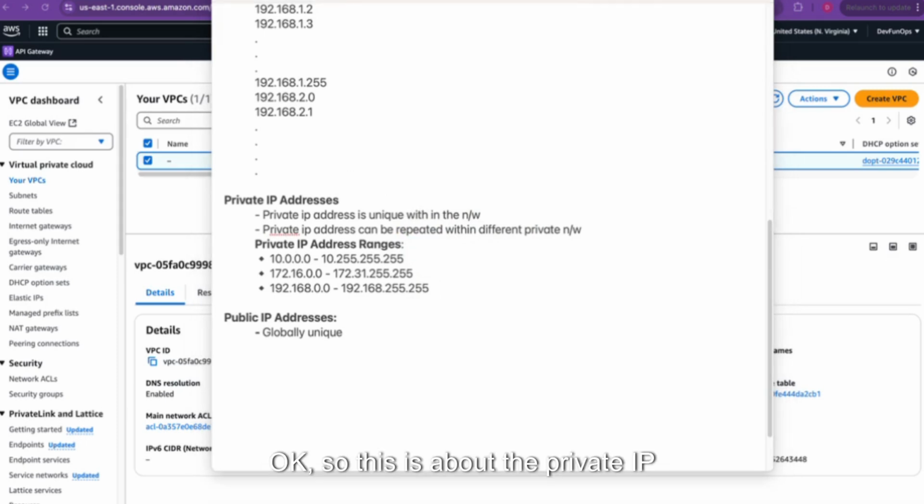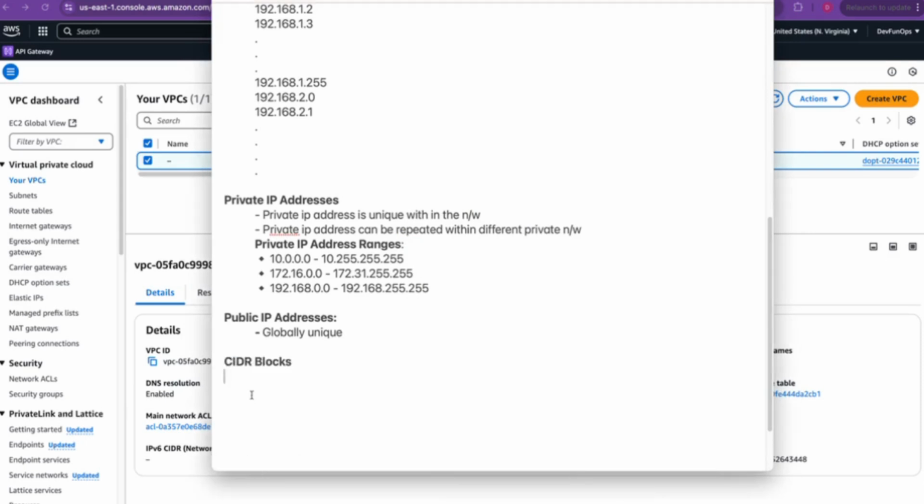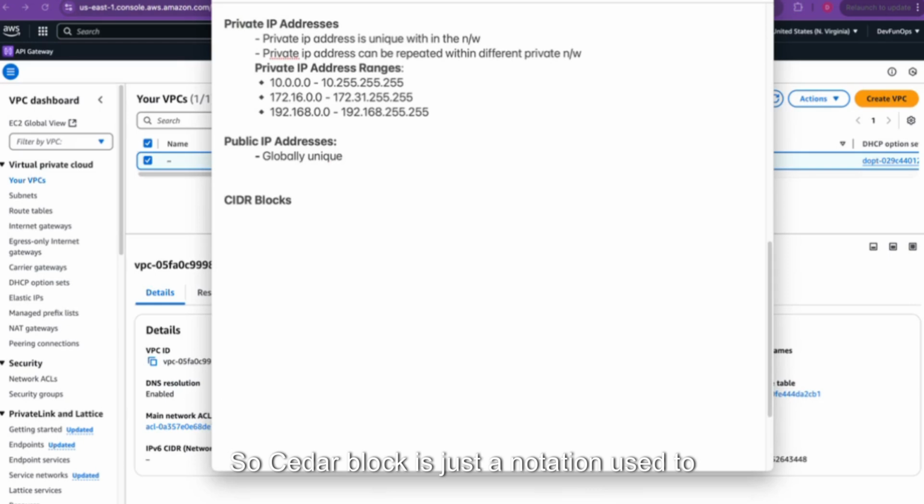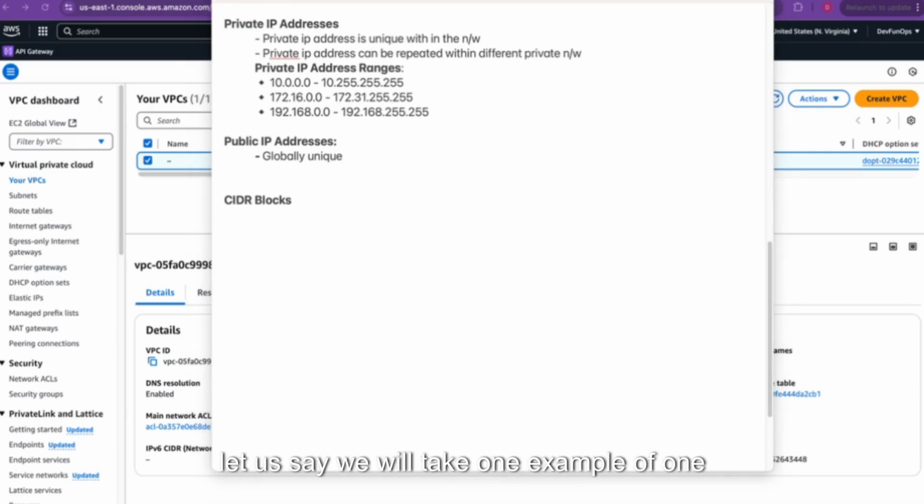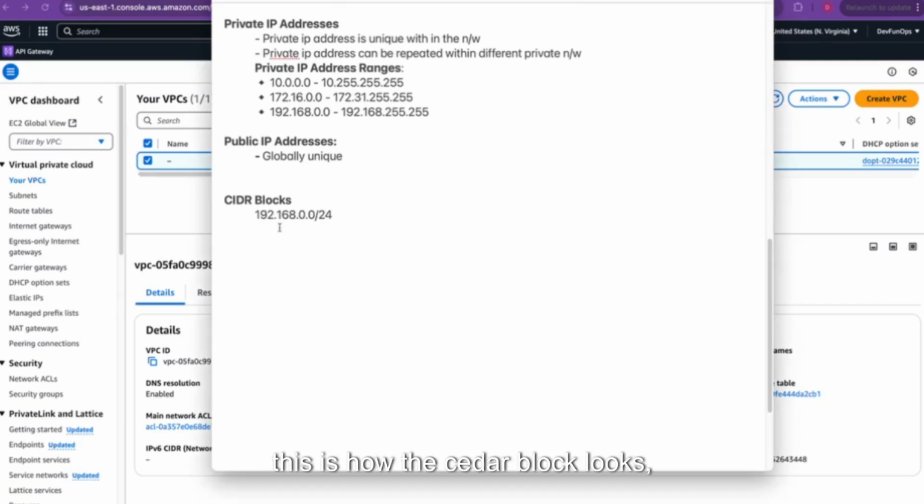Okay, so this is about the private IP addresses. Next thing we'll discuss, what is a CIDR block? A CIDR block is just a notation used to define IP address ranges in a more flexible and efficient way. Let us take one example of a CIDR block. This is how a CIDR block looks, and how we can calculate the range for any provided CIDR block.